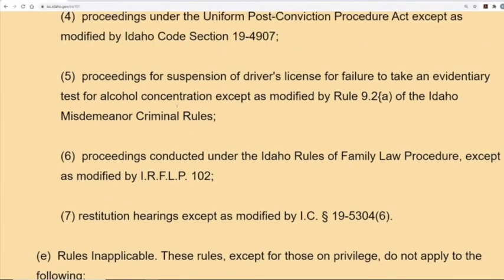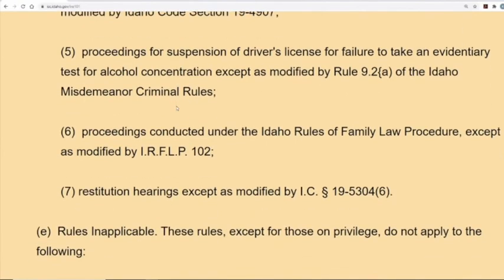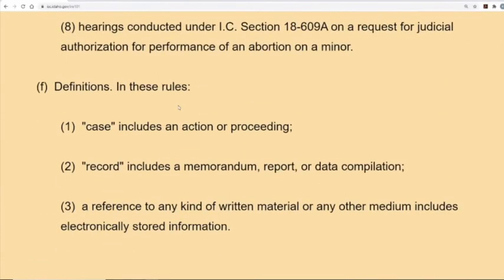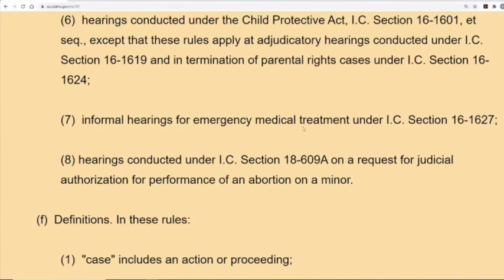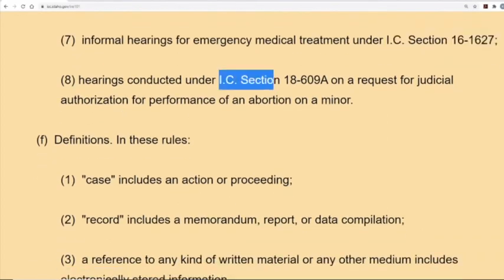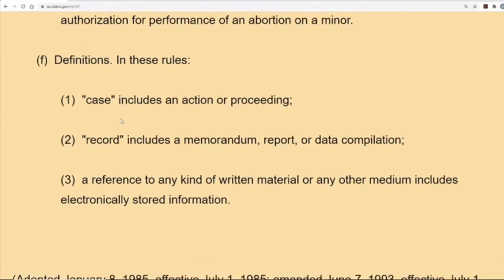See how they try to exempt all these rules of evidence? Oh, what? All these informal hearings for emergency medical treatment. No, we don't have to follow any rules of evidence. Citing Idaho Code. Idaho Code is not law. See, court of record includes a memorandum, report, or data compilation.